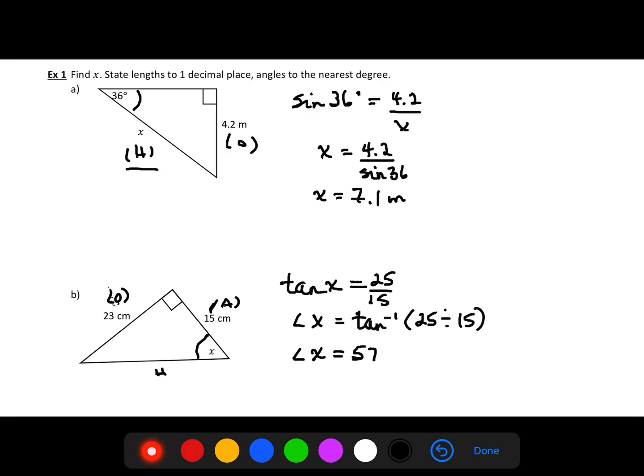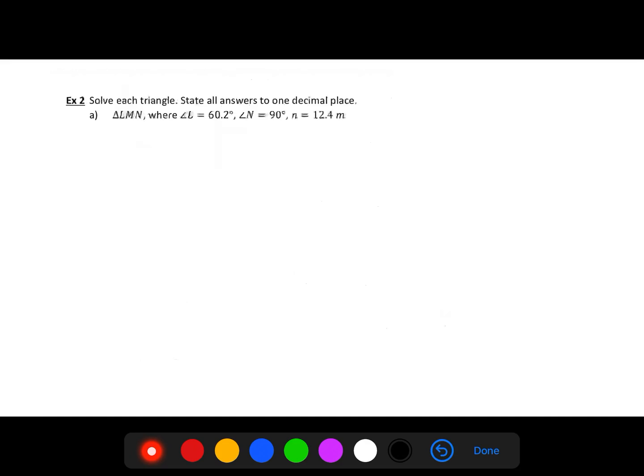So because we're talking about an angle, we are going to use degrees, and this is where you want to make sure as well that your calculator is in degree mode. When we do this, rounding to the nearest degree, we get 57 degrees.